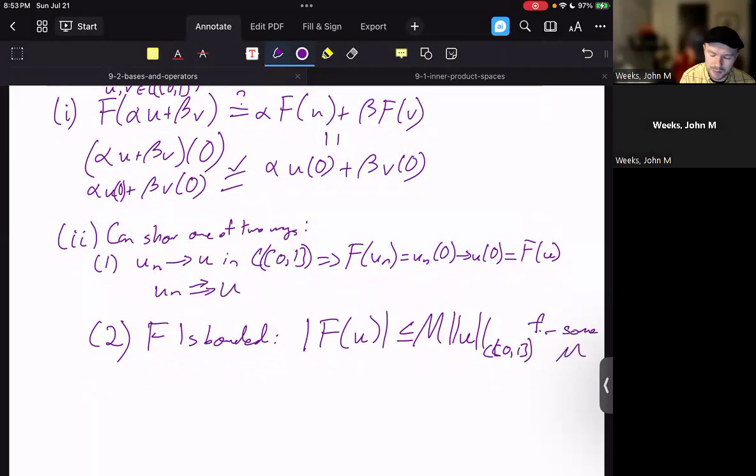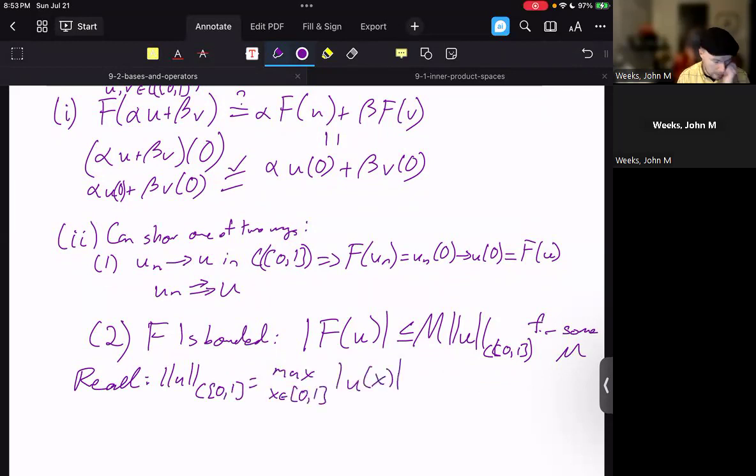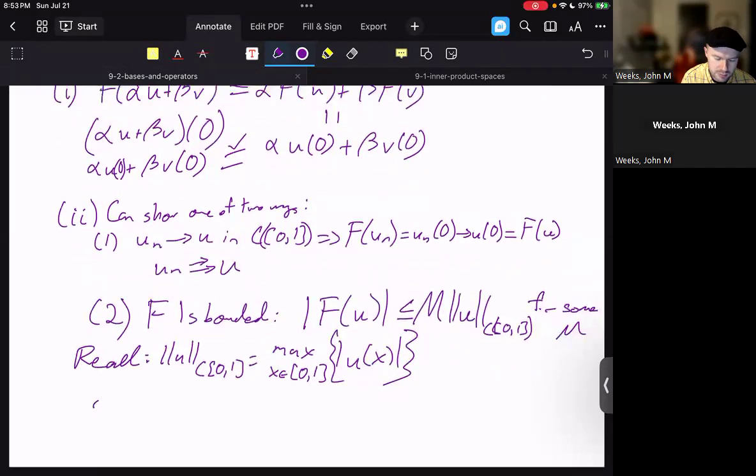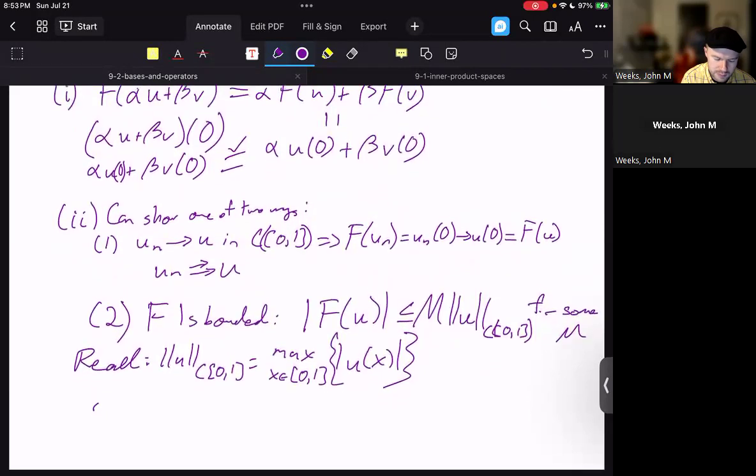This is also possible. First, let's recall what this norm of u is going to be. This is what we also have been calling the infinity norm. Recall that the norm of u in C(0,1) is equal to the maximum value, as x goes from 0 to 1, of the absolute value of u of x. So it's the maximum value of what this absolute value of u of x is.